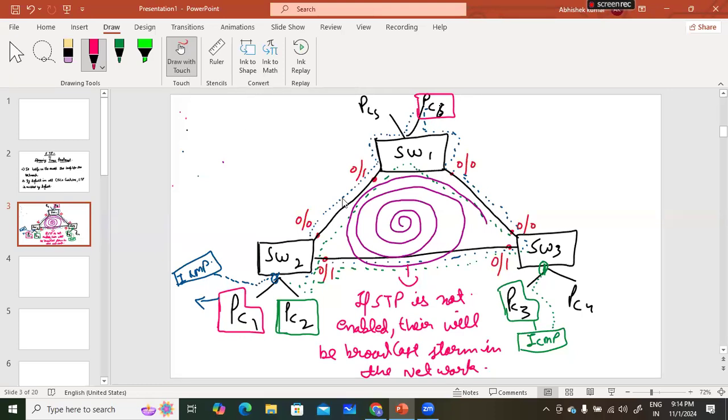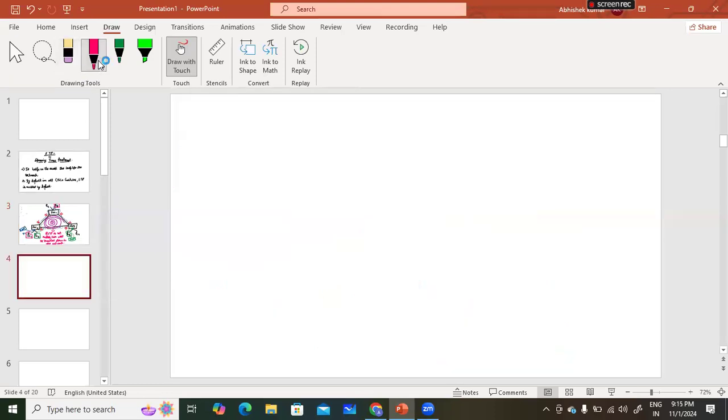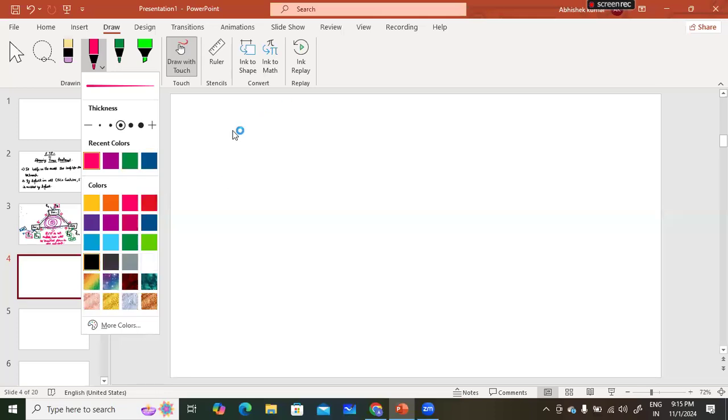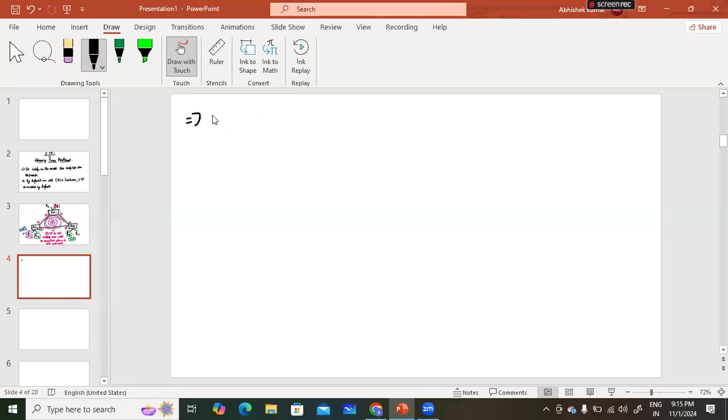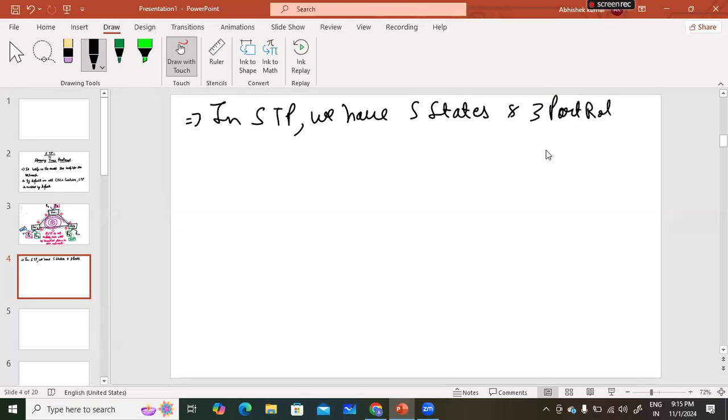Let's move ahead. Now, before understanding, we have to understand how many states and how many port roles there are in a switch. Let's suppose the third point is STP. In STP, the spanning tree protocol, we have 5 states and 3 port roles. What are those 5 states?